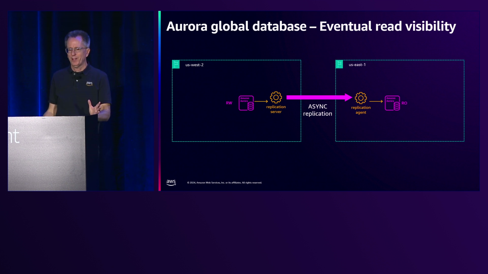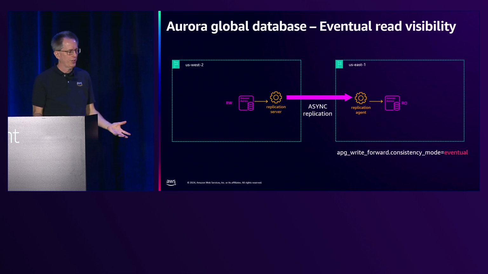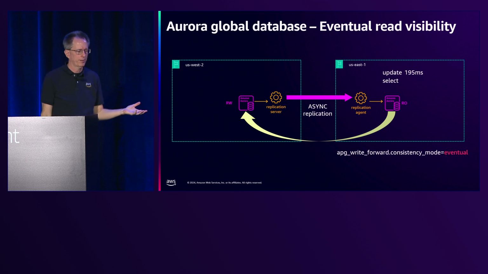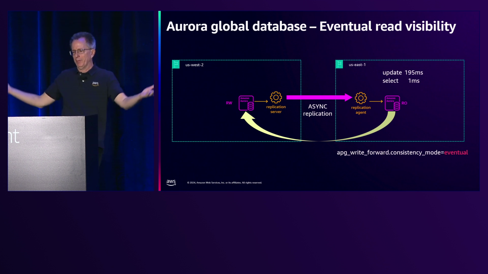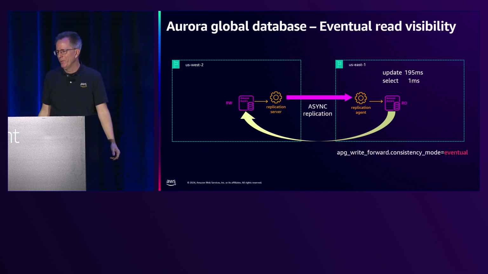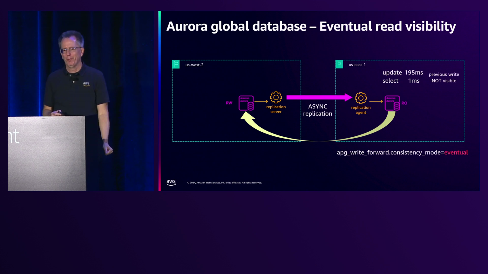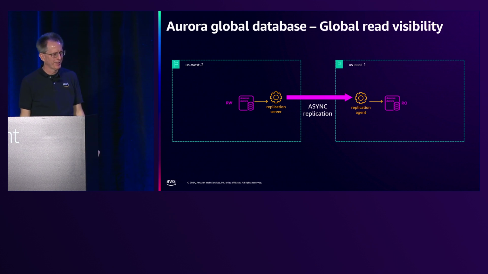Now, if you don't like that speed, you can go faster with eventual consistency, but that can be challenging as well. So our update, same thing, takes 195 milliseconds. Our select takes 1 millisecond. That's great, right? We're all happy. Performance. But my previous write's not visible. So my application developers might be unhappy if I set this in the database.